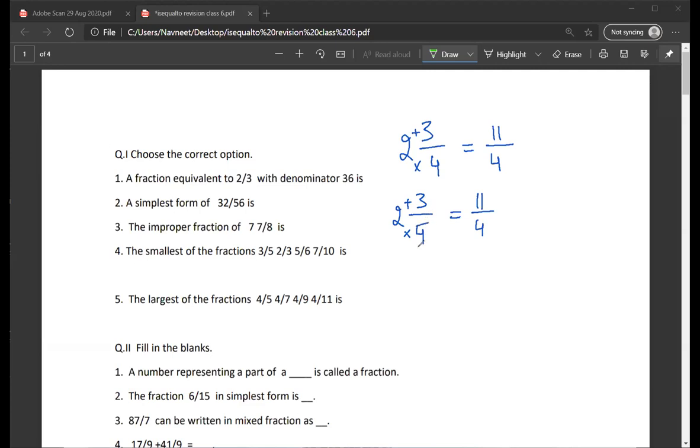Okay. If the number was like this, what will be the answer? 13 upon 5. What will be the answer? 23 upon 3. What will be the answer? 19 upon 5. Mr. Sarthak, is there a doubt? No, sir.